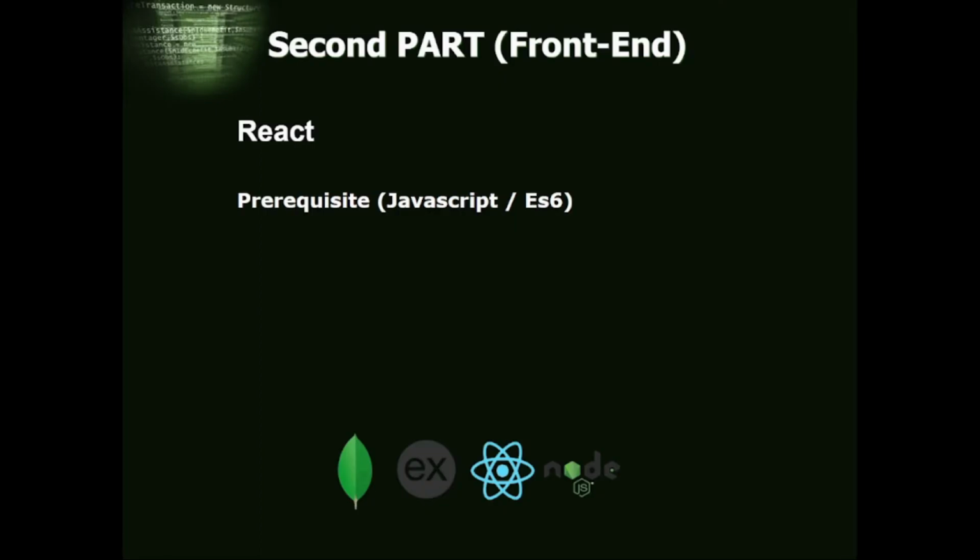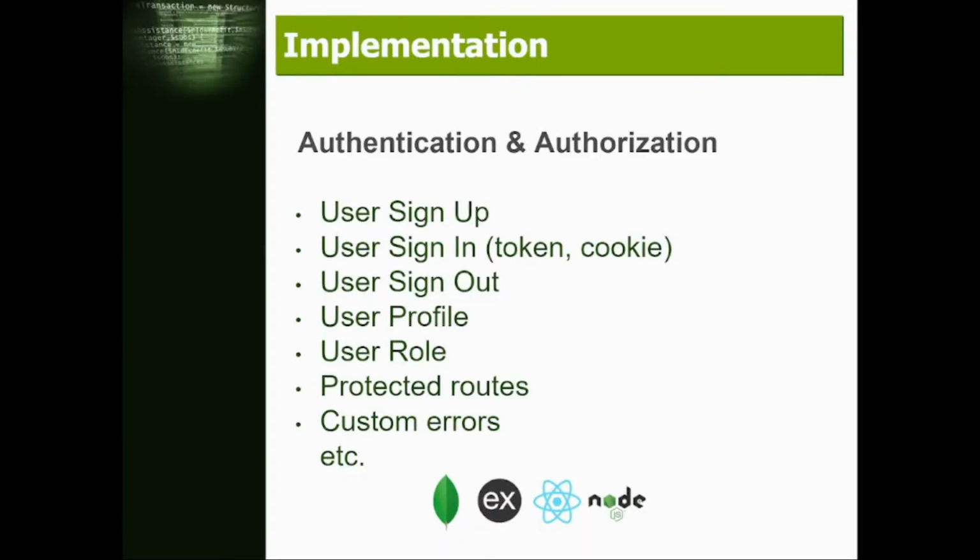Okay, and as implementation, we will implement authentication and authorization. We're gonna talk a lot more about this when we get there. But what we're gonna implement: user sign up, user sign in. In the user sign in, we will generate the token, and this token will be saved in a cookie. So we'll implement HTTP only cookie. So when the user is signed out, we will destroy the cookie.